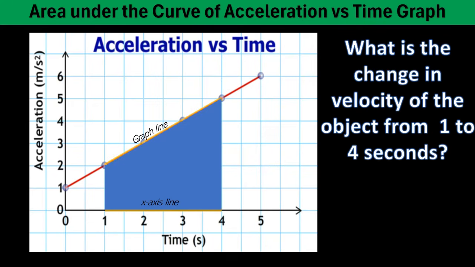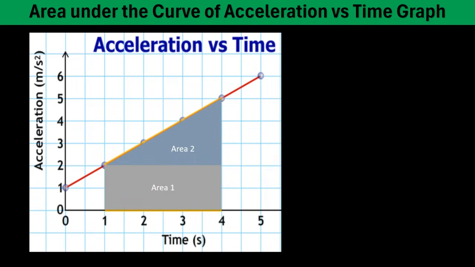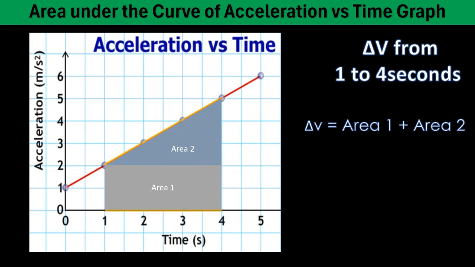The area under the curve of the graph from 1 to 4 seconds is composed of 2 shapes. Let us describe the rectangle area as area 1 and the triangle area as area 2. So the change in velocity of this motion from 1 to 4 seconds is the total of the change in velocity values of area 1 and area 2.